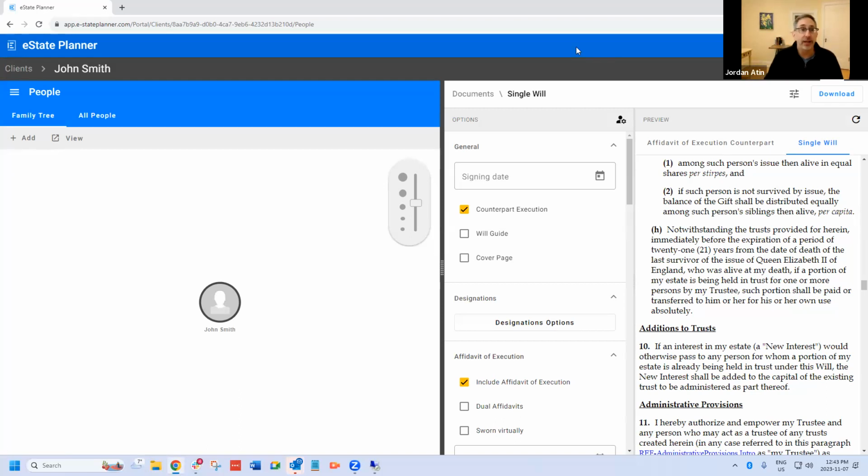So that's what I've got to show you, some automatic clauses that appear based on the data that eState sees in all of this. So that's what I want to talk about.